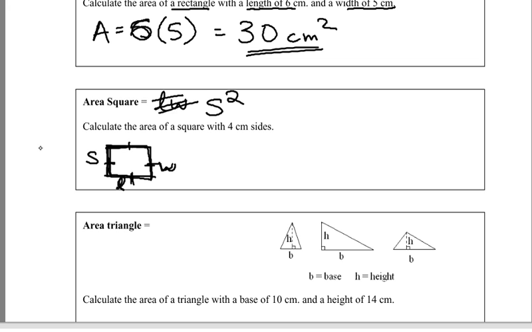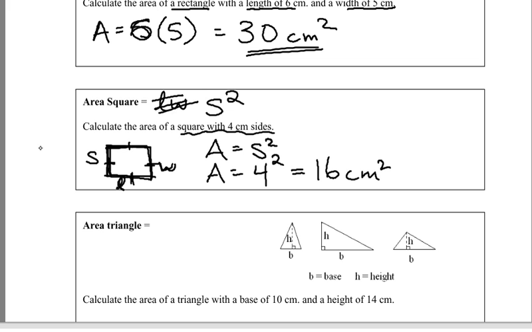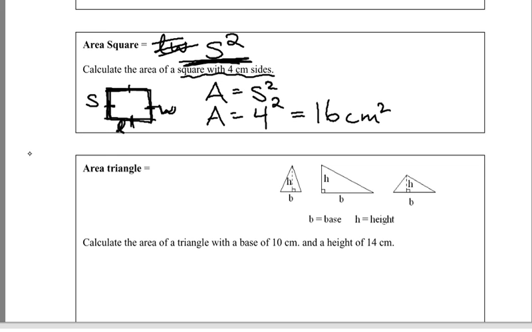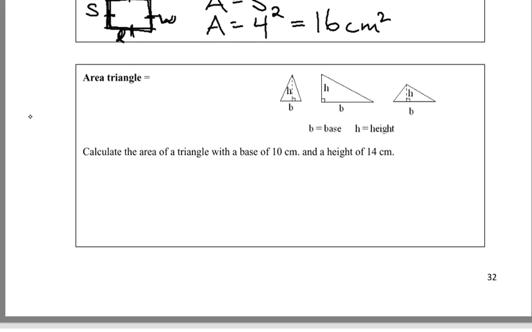So for the example, calculate the area of a square with 4 centimeter sides. Area is side squared. So 4 is our side length, and we want to square that. 4 times 4 is 16 centimeters squared. That's one of those little formulas that can become useful in questions that become a little more complicated, instead of just LW for a square.